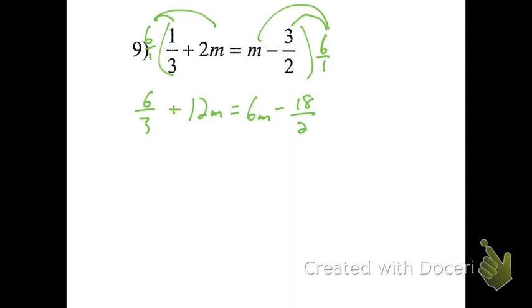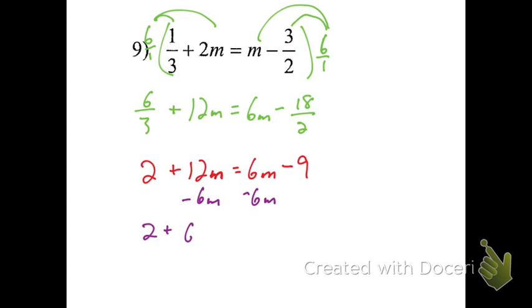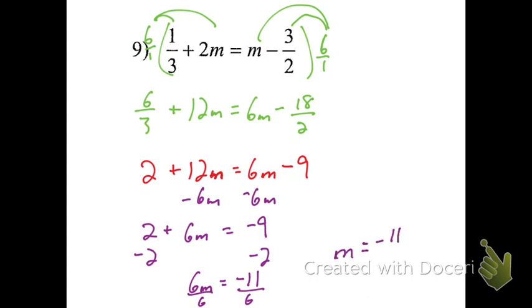So what we have now, once we simplify the fractions, are 2 plus 12m, it's an m, and then equals 6m minus 9. So then, can't combine anything on both sides, so I'm going to go ahead and subtract 6m from each side. I have 2 plus 6m here, and that's equal to -9. Then I'm going to subtract 2 from each side. I get 6m is equal to -11. Now you have to divide both sides by 6, and so our answer, our solution, is going to be m is equal to -11 over 6.